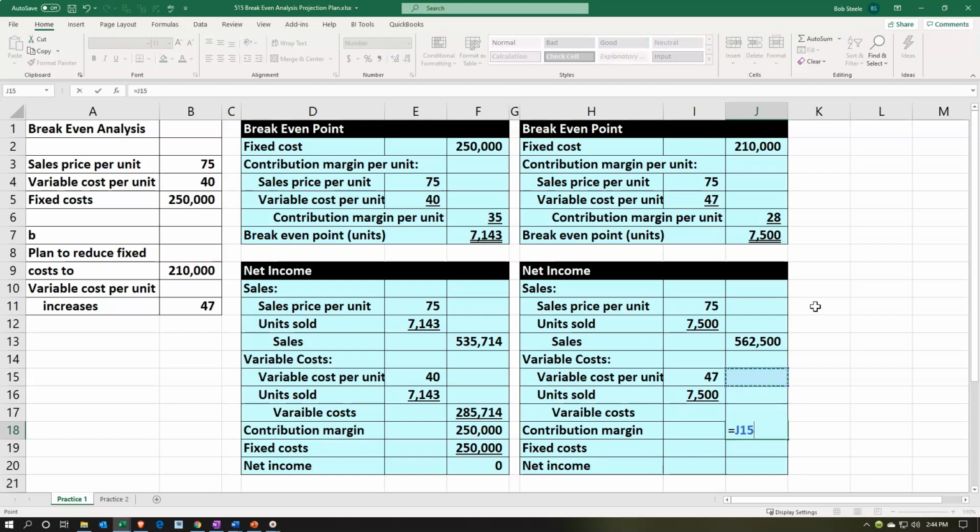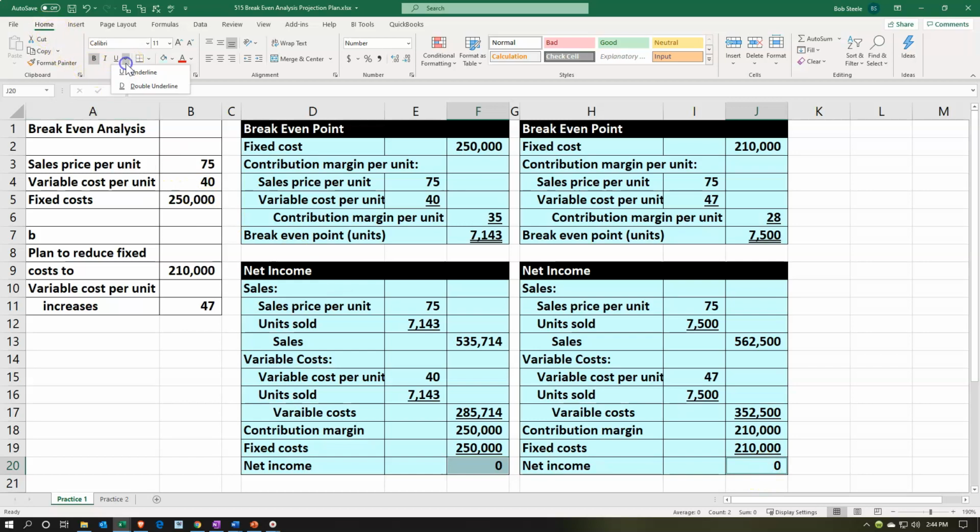Contribution margin will be equal to the total sales minus the total variable costs. Then we're going to be picking up the fixed costs, which are now at the 210,000, to show once again we're at that break-even point, subtracting those out. I'm going to select this item, hold down Control, and this one, go to the Home tab, Font group, drop down, double underline here.